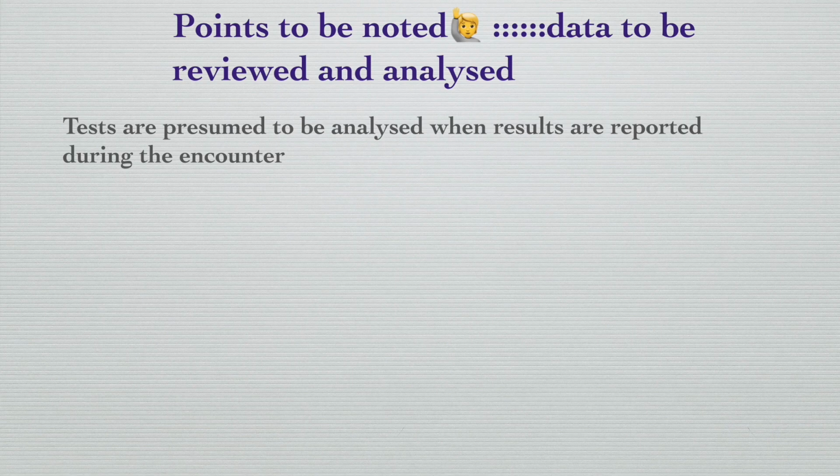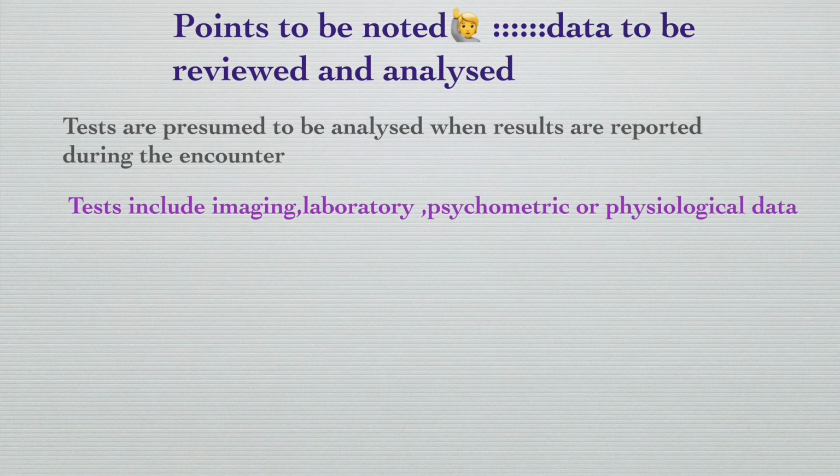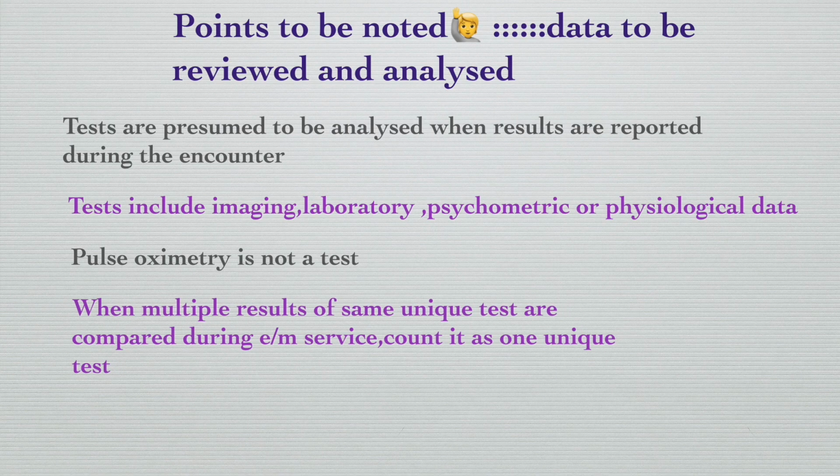And the tests may include imaging, laboratory, psychometric or physiologic data. A clinical laboratory panel, for example a basic metabolic panel, is considered a simple test. And for the purpose of data to be reviewed and analyzed, pulse oximetry is not a test. Unique test: when multiple results of the same unique test are compared during the evaluation and management service, count it as one unique test. For example, serial blood glucose values count as one unique test.